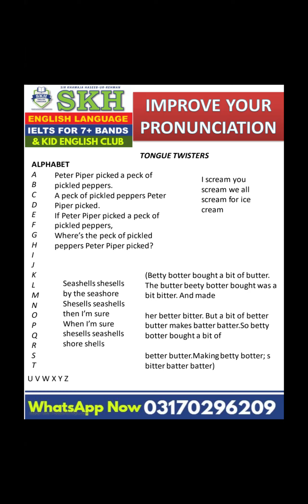Betty Butter bought a bit of butter. The butter Betty Butter bought was a bit bitter and made her bitter, but a bit of bitter butter makes bitter better. So Betty Butter bought a bit of bitter butter, making Betty Butter bitter, better, better.